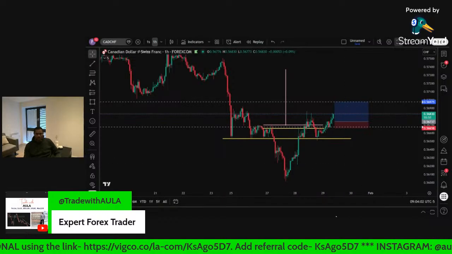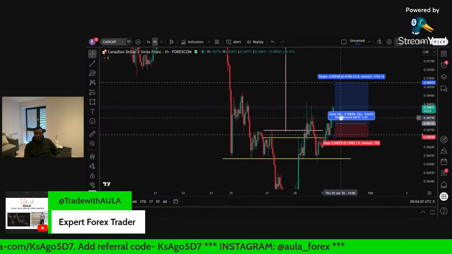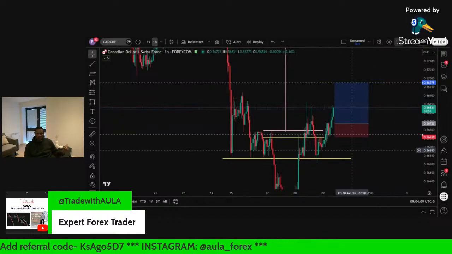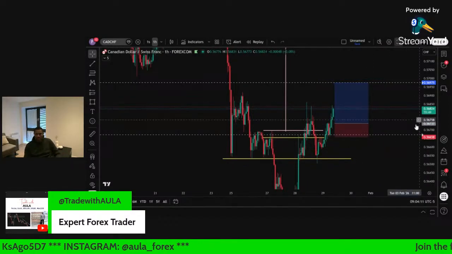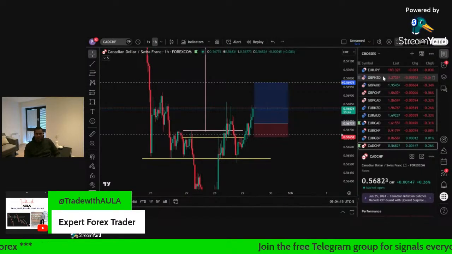So we are doing well. You can see price is shooting upwards. Price is shooting upwards to our take profit. So even though we lost the other one, we are going to recover with this. Now it's 2 o'clock London time.